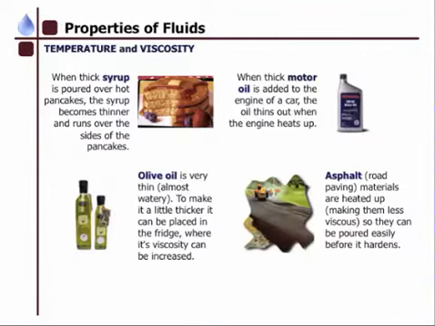So, temperature and viscosity. When thick syrup is poured over hot pancakes, the syrup becomes thinner and runs over the sides of the pancakes. When thick motor oil is added to a car engine, the oil thins out as the engine heats up. Olive oil, on the other hand, is very thin and almost watery. To make it a little thicker, it can be placed in a fridge where its viscosity increases.